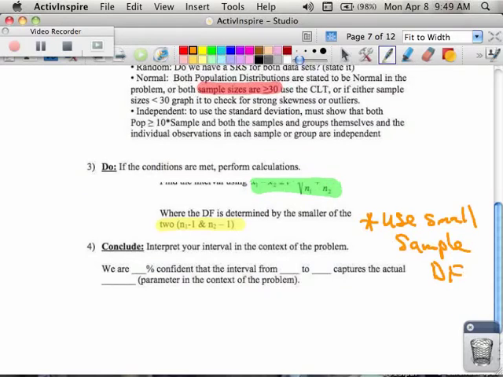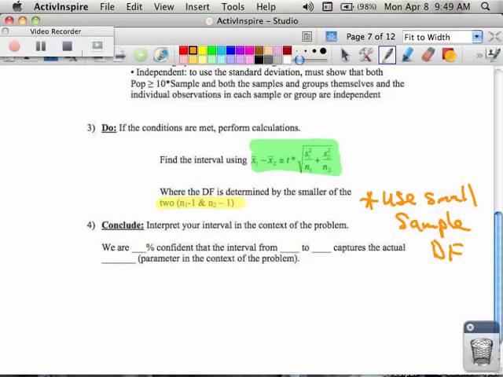And then the last one, when you conclude, you want to say that we're blank percent confident that the interval from blank to blank contains that true parameter, and put it in the context of the problem. Let's try one.